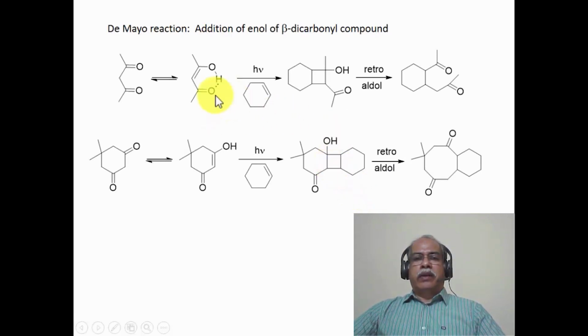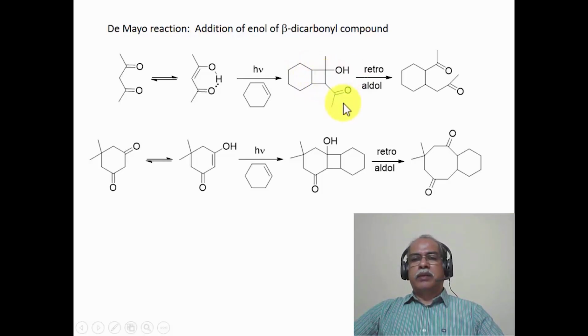The addition reaction of an enol of a beta dicarbonyl compound is called a De Mayo reaction. If you look at it, this is a simple reaction. You consider acetylacetone as the starting material. Acetylacetone can exist both in the keto form as well as in the enol form. When it is irradiated in the presence of cyclohexene, it is the enol form which undergoes a 2+2 cycloaddition reaction to give the cyclobutane. So cycloaddition across this carbon-carbon bond here and this carbon-carbon bond results in the formation of the cyclohexyl fused cyclobutanol as the product.